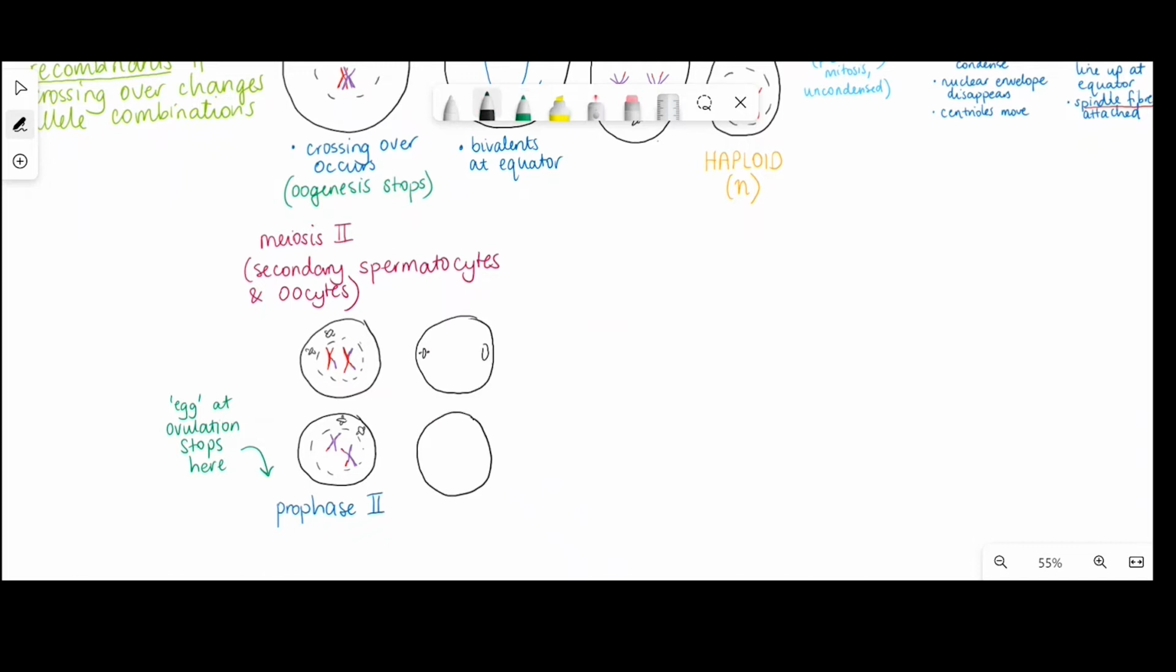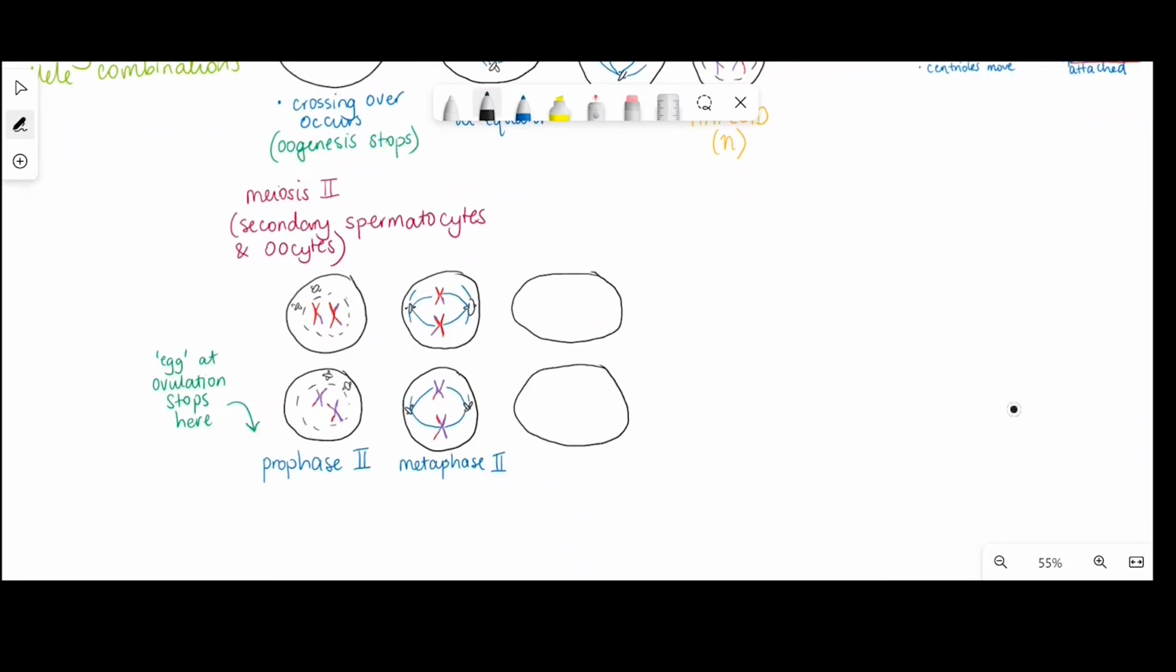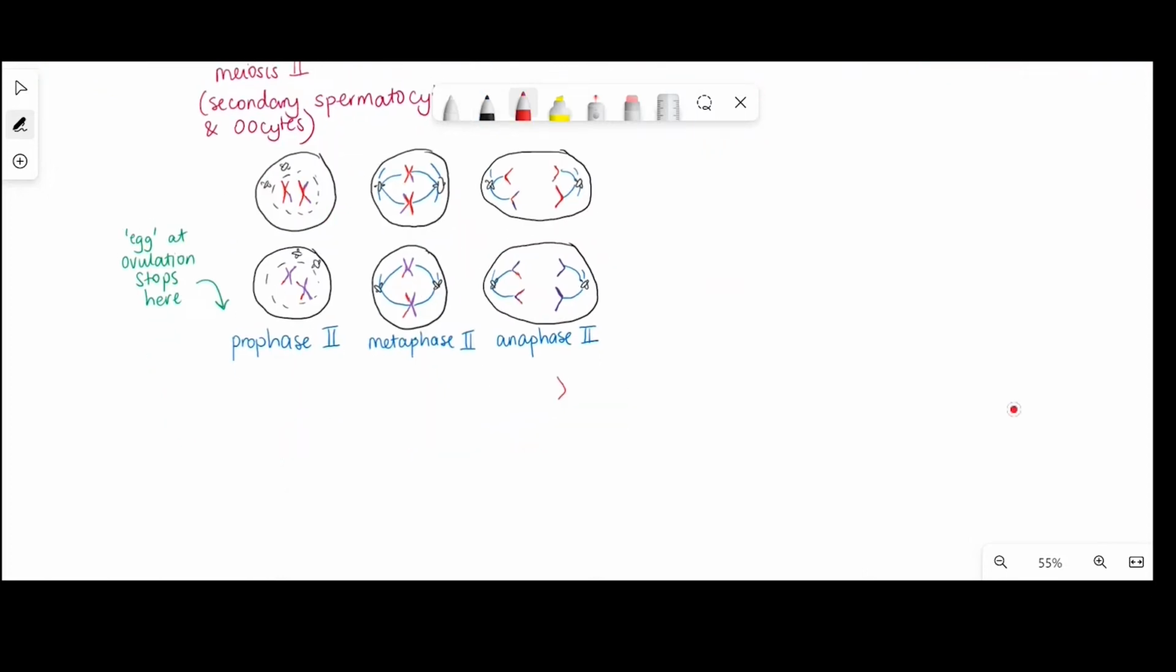So the next bit, we've got our single file lining up in metaphase 2. Then the centromere is split like in mitosis and our chromatids are pulled apart. Although I should point out that this isn't always successful. If the chromatids don't separate here in anaphase 2, or even if a whole bivalent stays together in anaphase 1, the distribution of chromosomes in the gametes won't be equal. And we call this failure to separate non-disjunction. So that's where we get an unequal distribution. Either the centromeres don't split or the bivalent doesn't separate properly. So it can occur in meiosis 1 or meiosis 2.